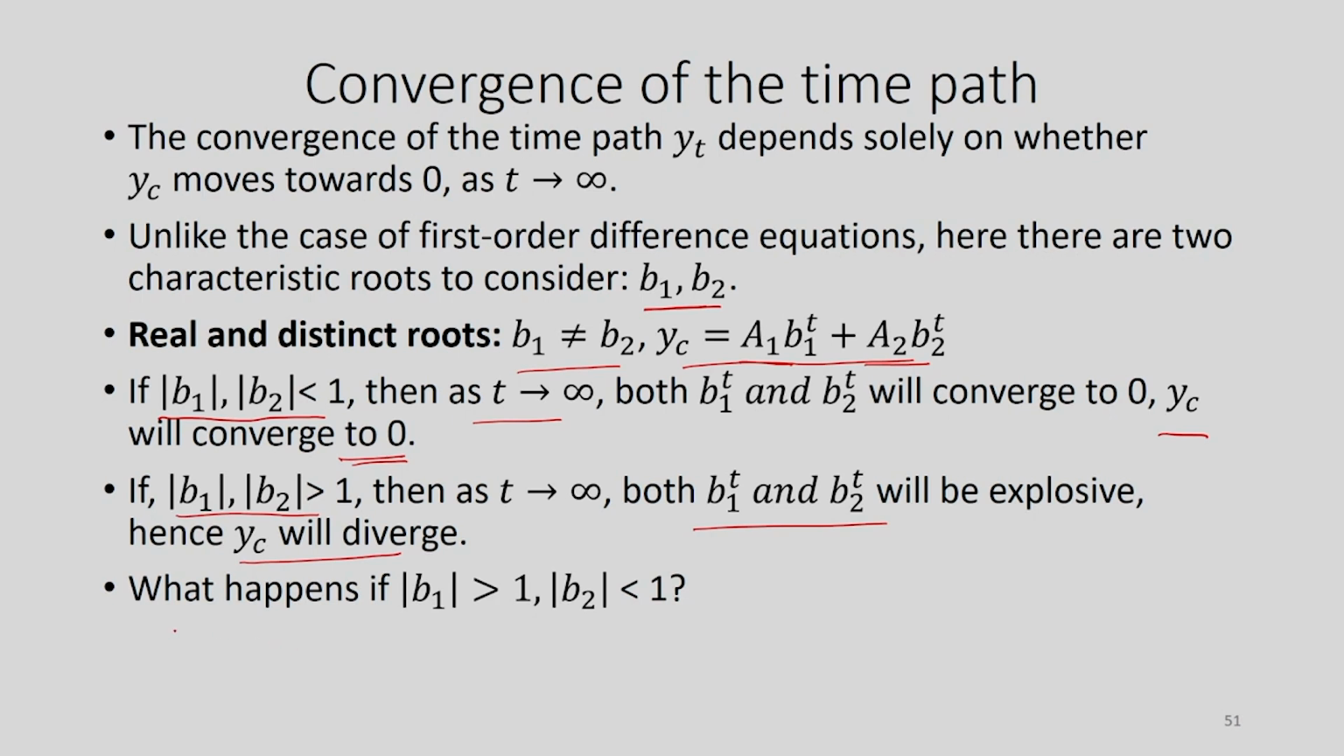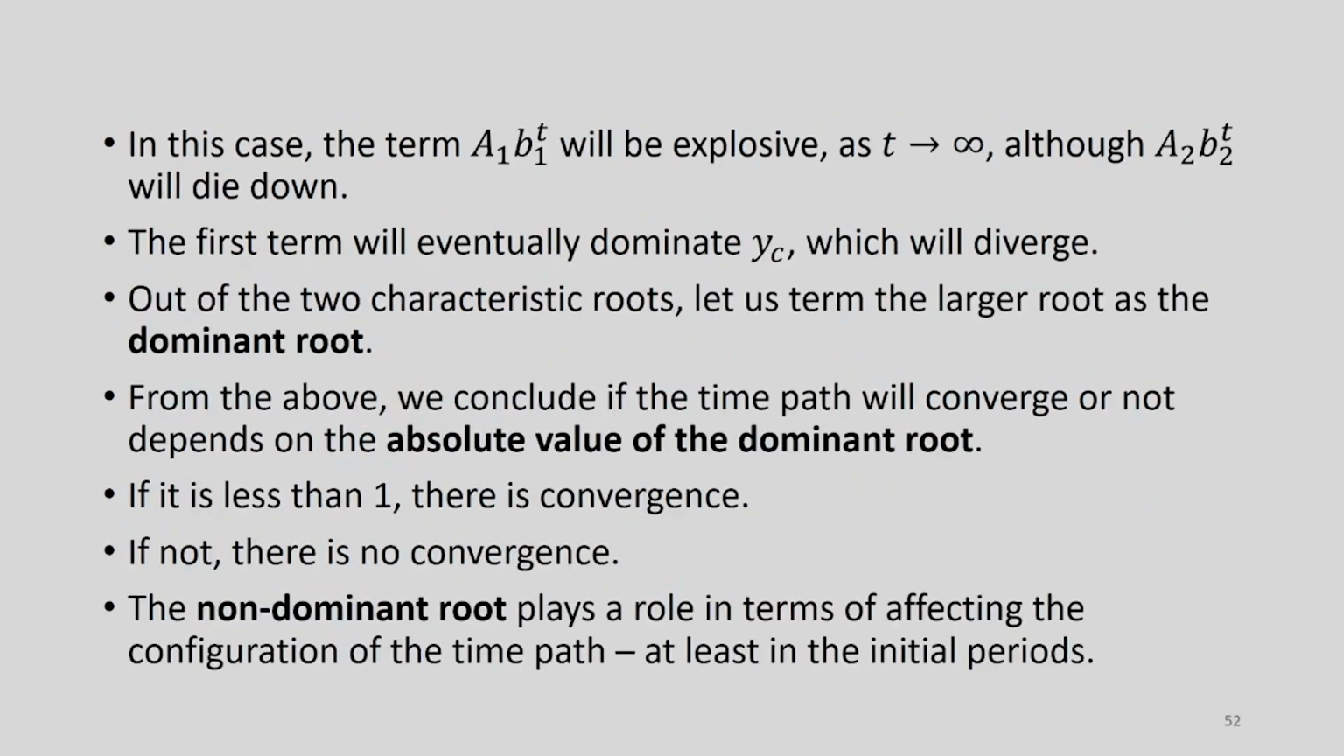But what about the intermediate case where suppose the modulus of b1 is greater than 1 and the modulus of b2 is less than 1? So how to conclude that case? In this case, obviously, a1 b1^t will be explosive because the absolute value of b1 is greater than 1. But the second term, a2 b2^t, will die down because the modulus of b2 is less than 1.